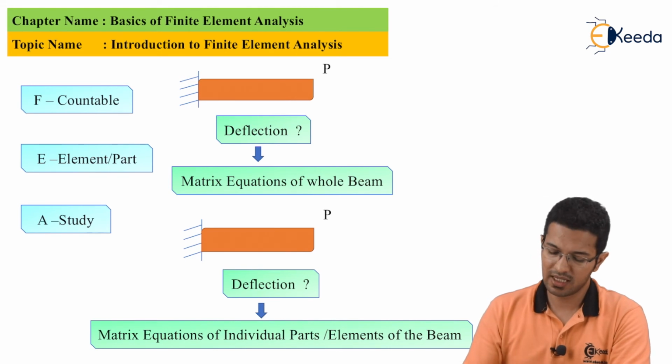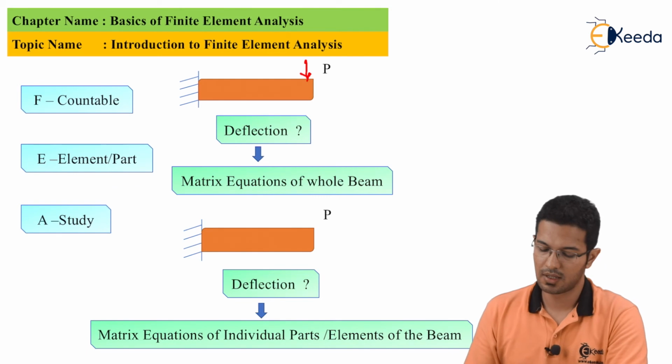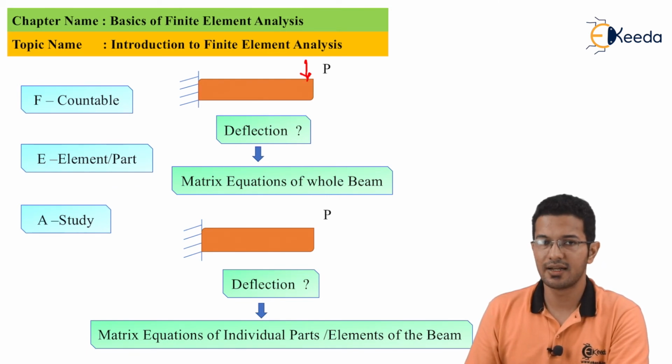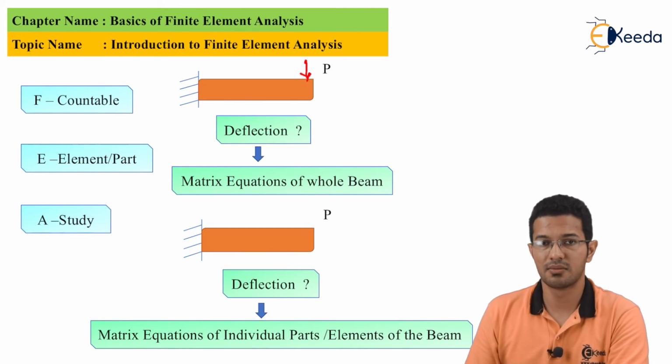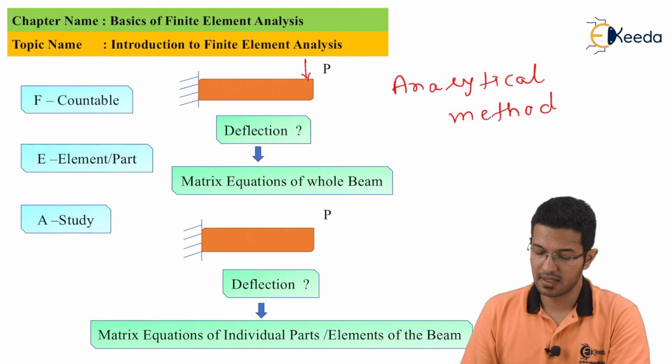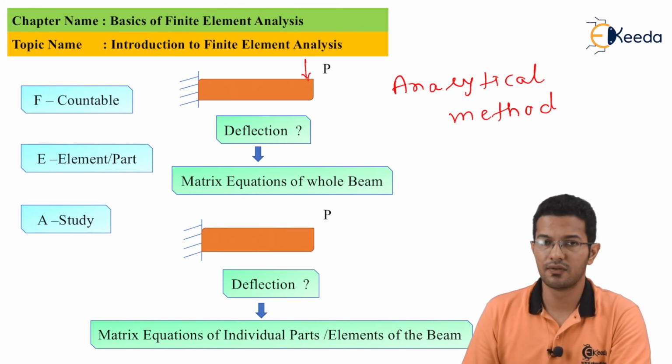Now, if I've been given a bar which is under some load P, and if I have been asked how to find out the deflection, in the analytical method, what we do is we go for the matrix equation of the whole beam. But getting accuracy in this part is a big major concern. But if we go for finding out the deflection using the FEA method, the first step we use is the discretization method, discretizing the domain into equal parts or equal elements.